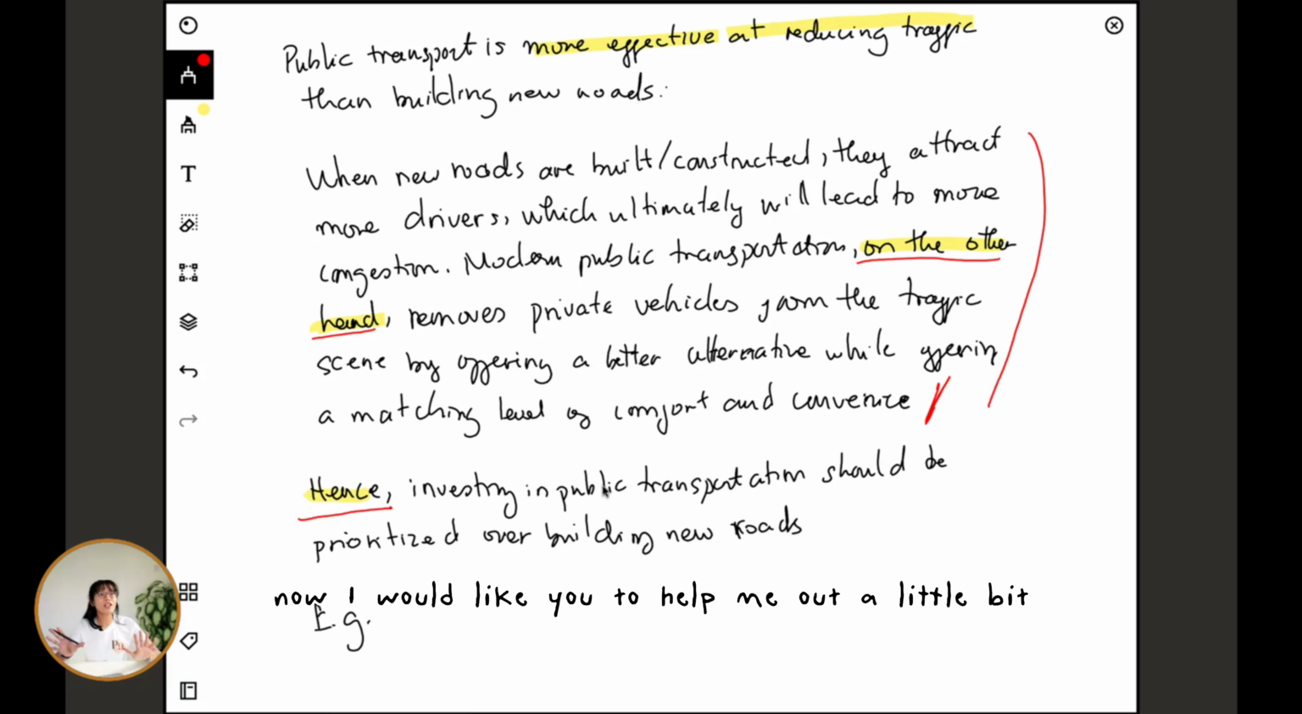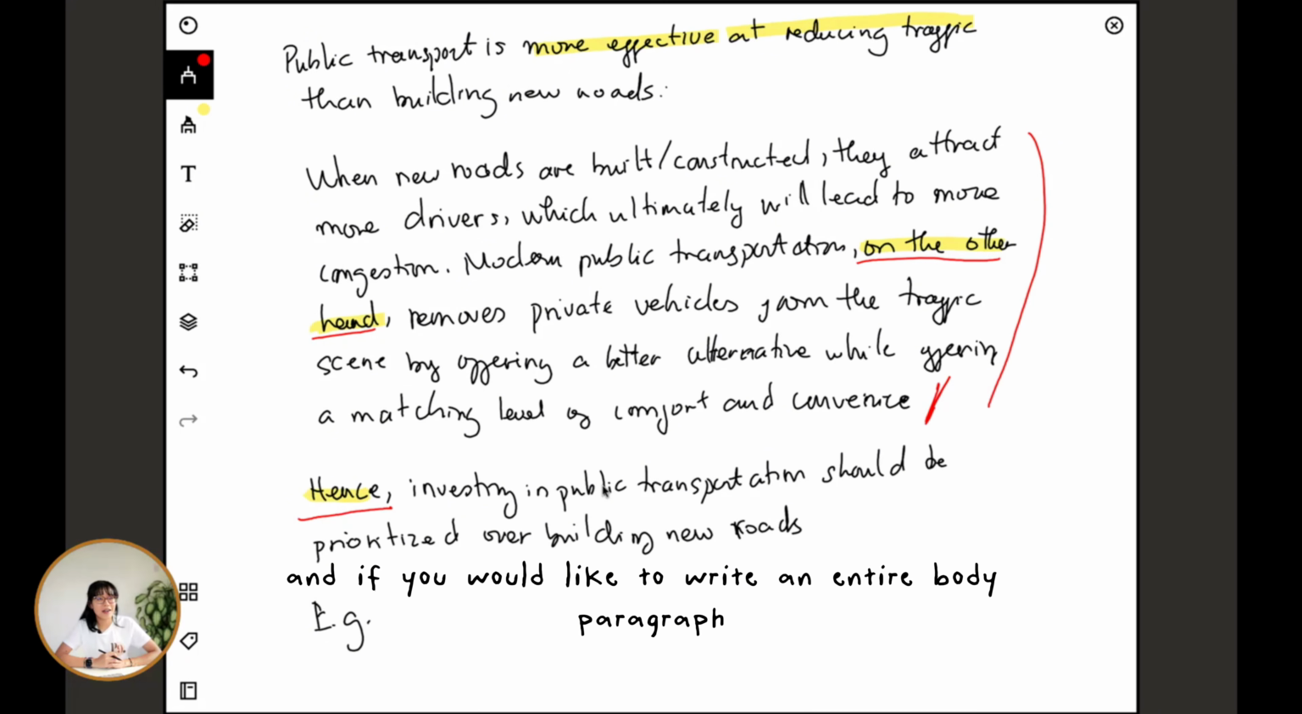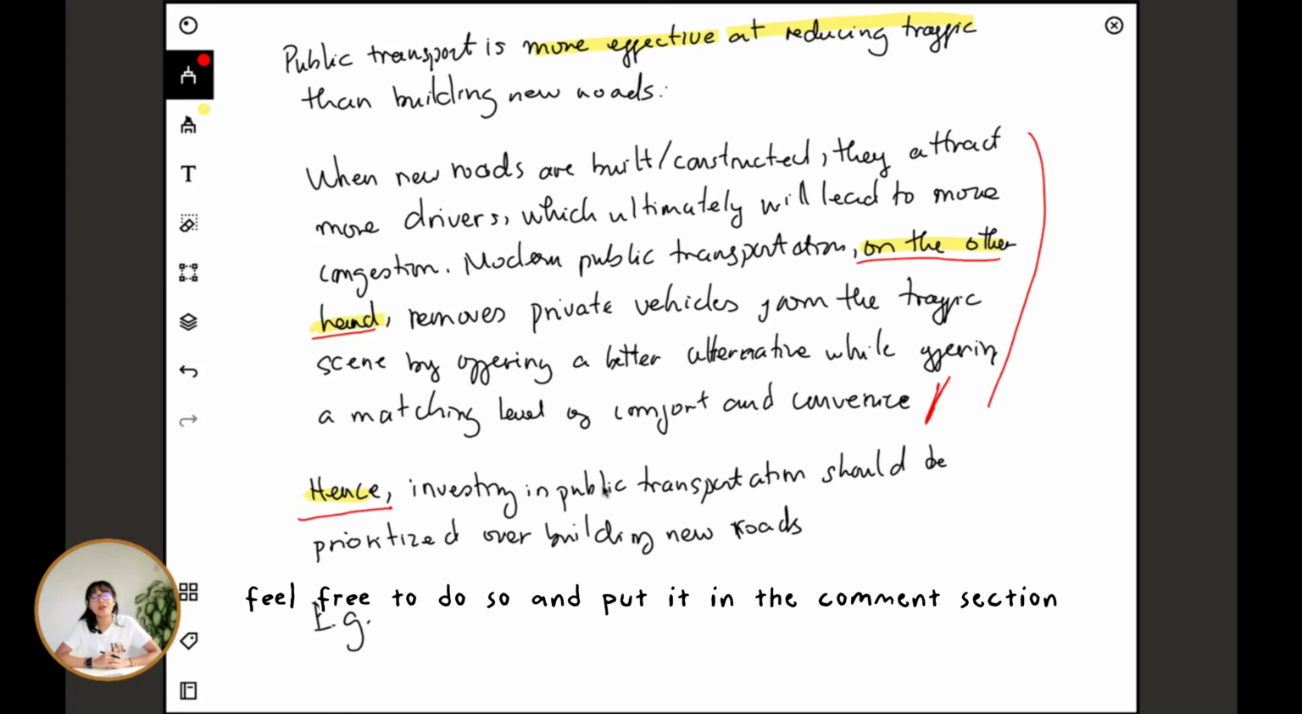Now, I would like you to help me out a little bit. I am struggling with writing an example for this one. Can you help me write an example and put it in the comment section? I will choose the best one, change a little bit to fit my style, and publish the entire essay on my blog. And if you would like to write an entire body paragraph, feel free to do so and put it in the comment section. I'll tell you if there's any problem.